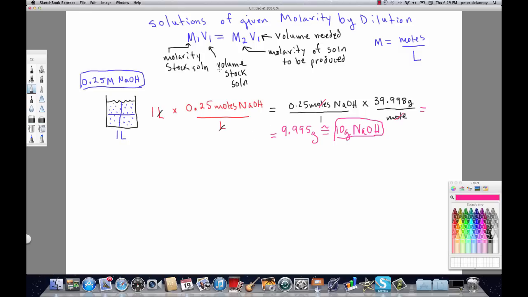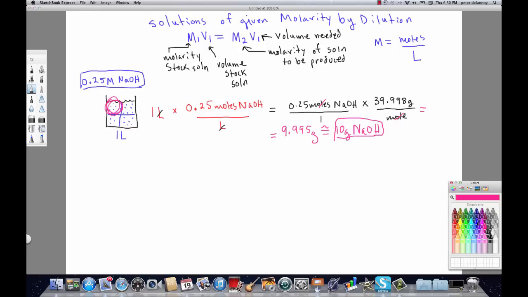Now, the purpose of this video is to look at this from a different point of view. Say we had already made our 0.25 molar solution of NaOH, and now what we want to do is utilize a certain volume, a certain fraction of this solution, to produce a new solution that is at a lesser concentration. So we want to take our 0.25 molar NaOH and dilute it.